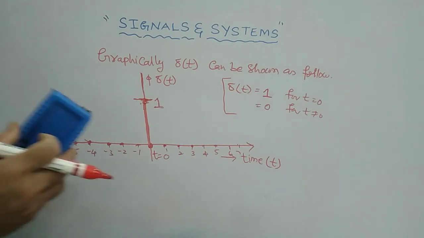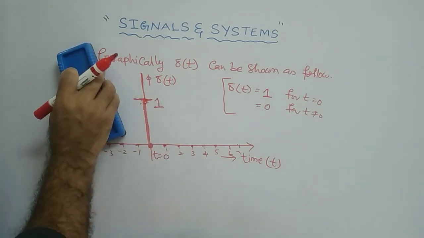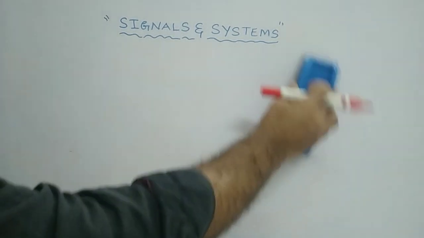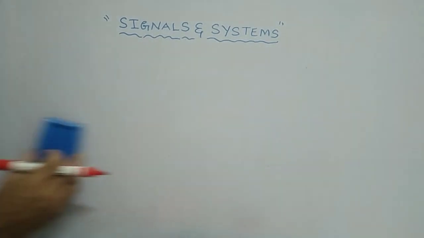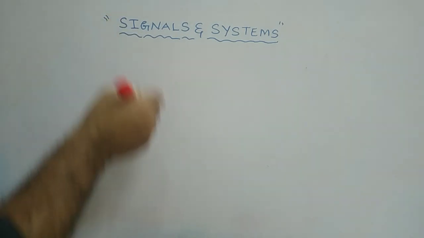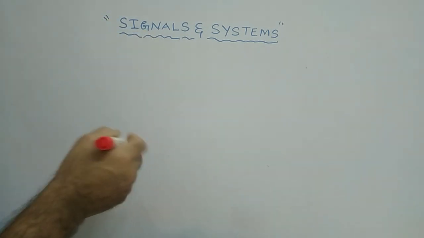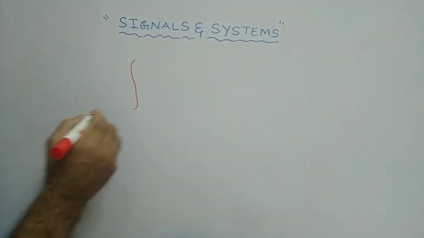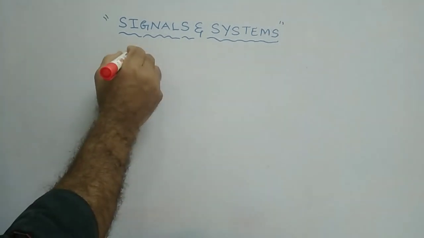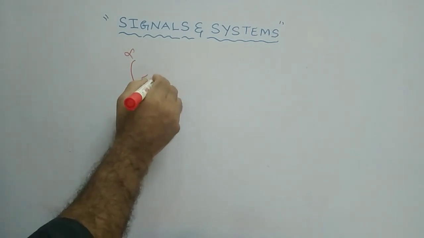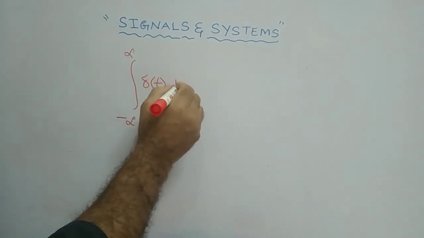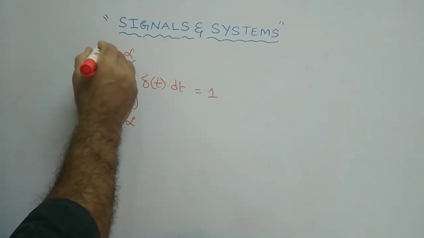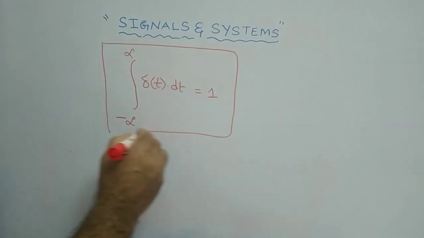And one of the very, very important properties of this unit impulse function is that if you take the area under that graph, that is, the integral from -infinity to +infinity of delta of t dt, it is equal to 1. Very, very useful property, a very important property of the unit impulse function.